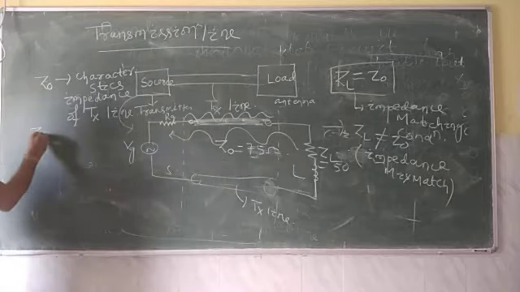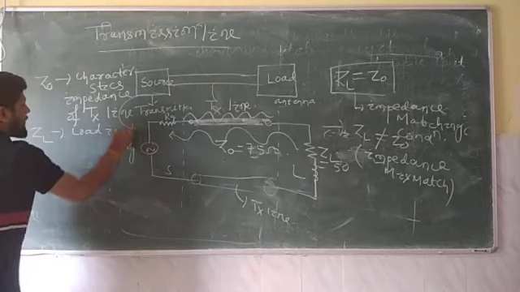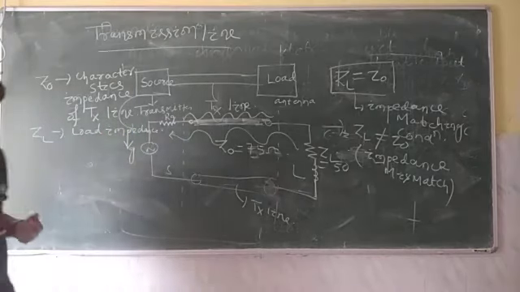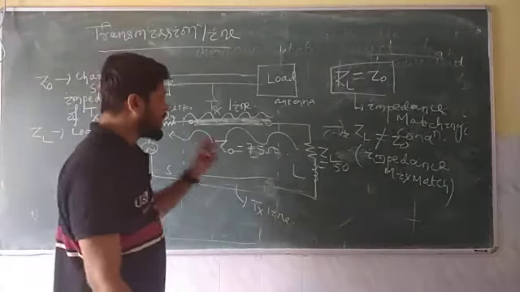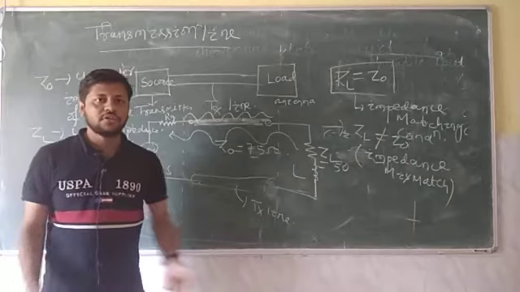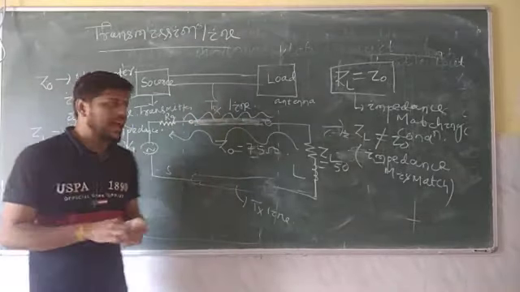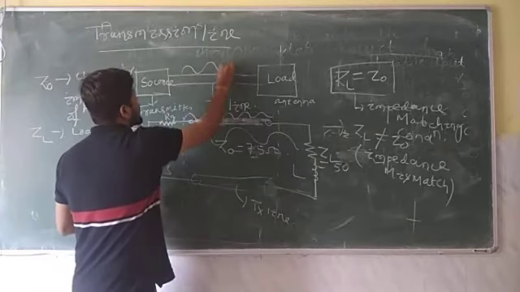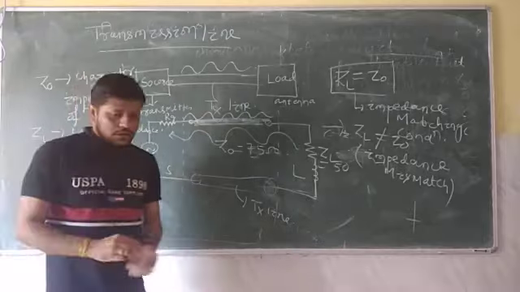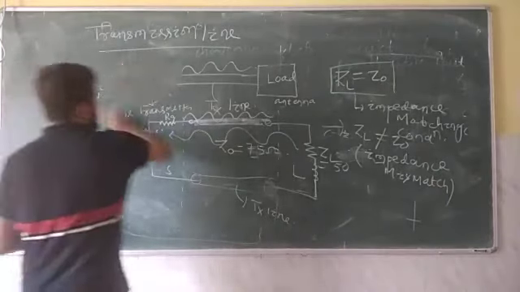ZL is the load impedance. Load means here your antenna. Just imagine load is antenna. It can be anything. Source is your transmitter. I am considering this as an example. And this transmission line is going to carry the wave, the current and voltage wave, from the source to the load. So next we will see what is this characteristic impedance.